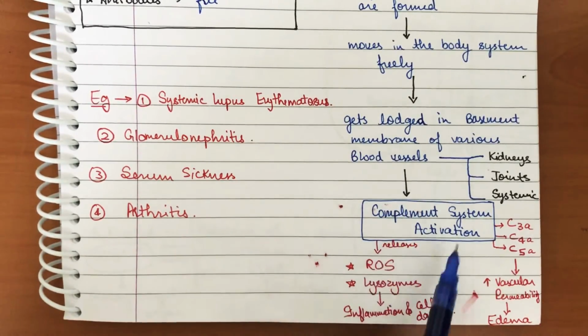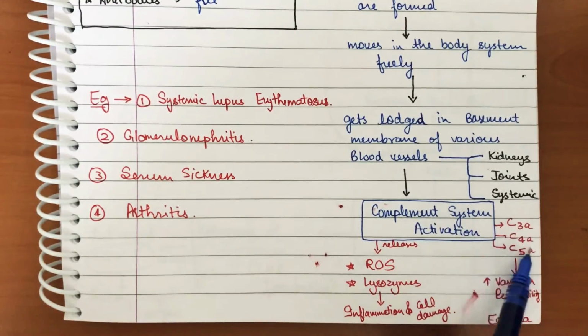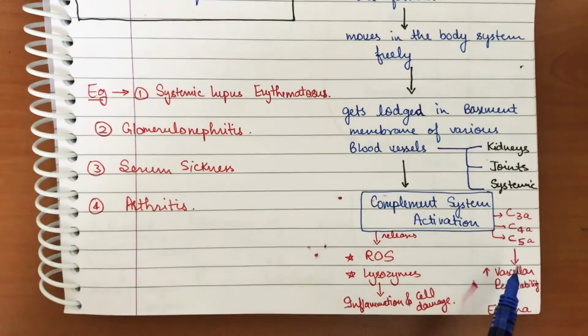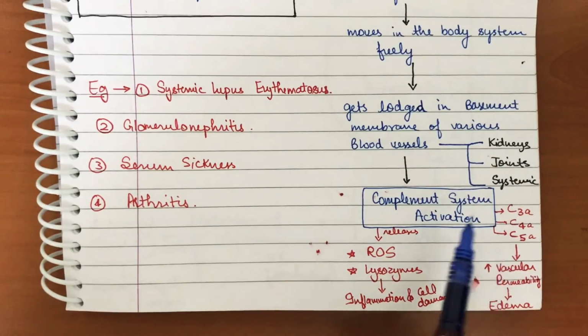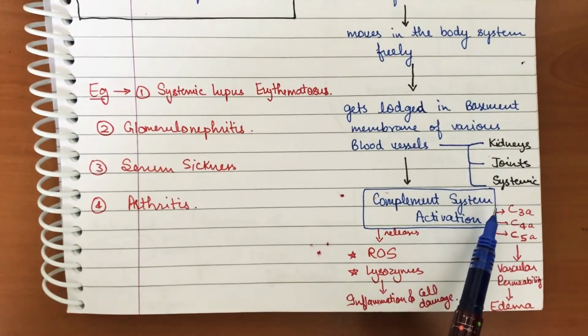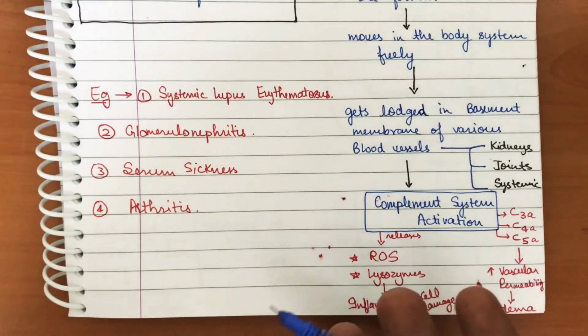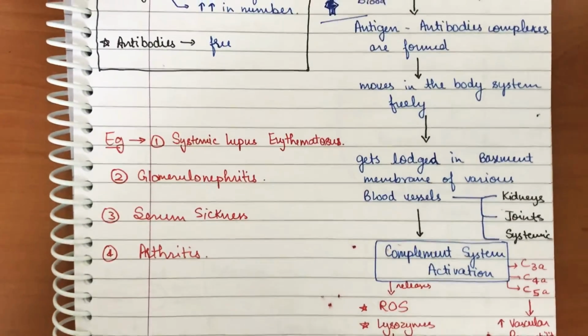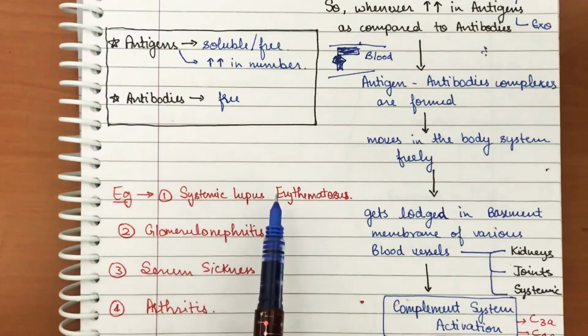Once the complement system is activated, it will release certain byproducts, C3a, C4a, C5a, and they will lead to increased vascular permeability that will further lead to edema. Also, the complement system activation will release reactive oxygen species and lysozymes that will further lead to inflammation and cell damage. So what are certain examples in which type 3 hypersensitivity will occur?